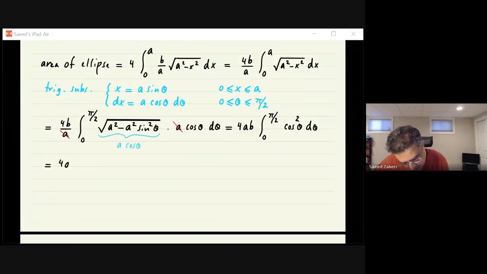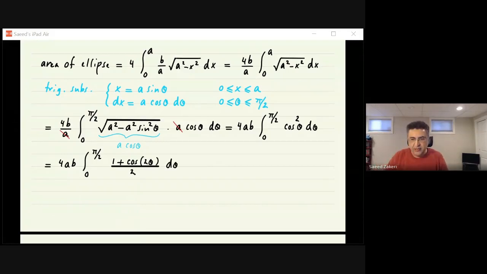So this is 4ab, integral from 0 to pi over 2. Instead of cosine squared theta, I write (1 plus cosine 2 theta) over 2. This is one of the few identities that you need to know. It's very useful. If you remember the list of few identities that I wrote in my course notes last time, there were like 4, 5. This was one of them.